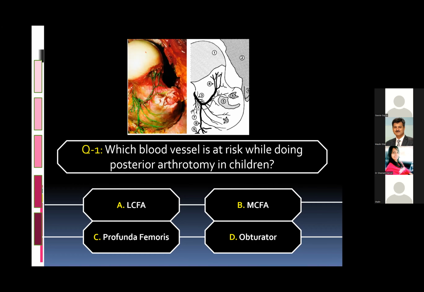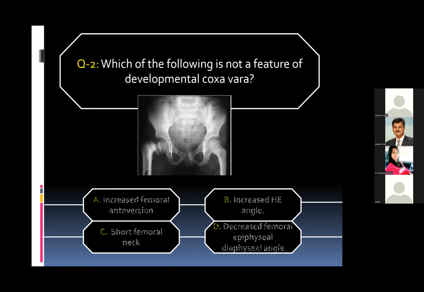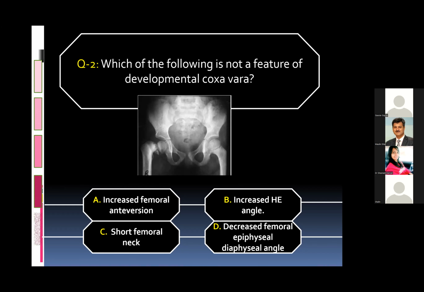Yeah, go ahead. Next question. Yes, sir. Which of the following is not a feature of developmental coxa vara? The answer is increased femoral anteversion. In developmental coxa vara, we see decreased femoral anteversion, not increased.